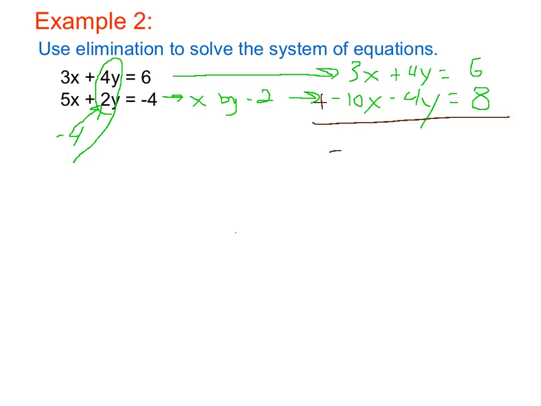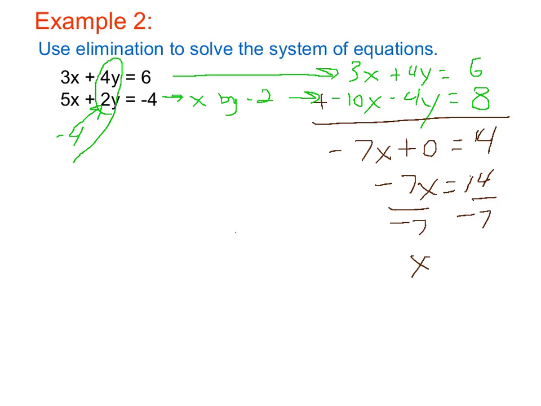3x minus 10x is negative 7x. 4y minus 4y is 0. And then 6 plus 8 is 14. So we have negative 7x equals 14. Divide by negative 7, divide by negative 7, and we have x being equal to negative 2.